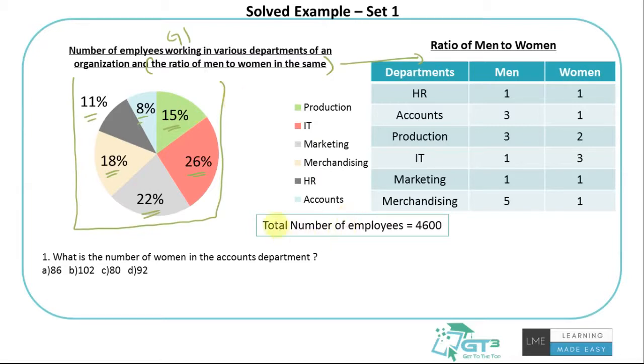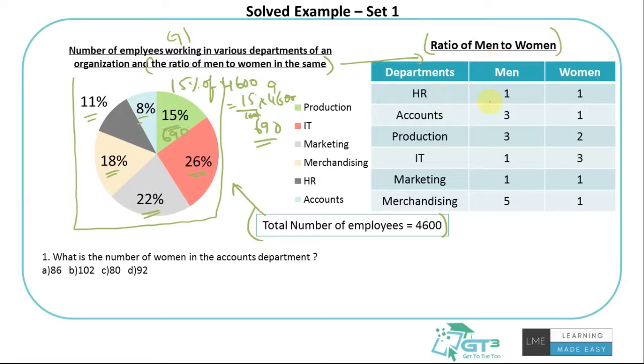But from this piece of information, the total number of employees, I can use to figure out. So if I ask you how many people are working in production, that is 15% of 4,600. This will be 15 by 100 into 4600. So 00 get cancelled. 15 6s are 90, 15 4s are 60, 690. So 690 people out of 4,600 are from production. Similarly, I can find for the others. Right? Once I know them, what is the second table talking? This is talking about the ratio of men to women in each department.